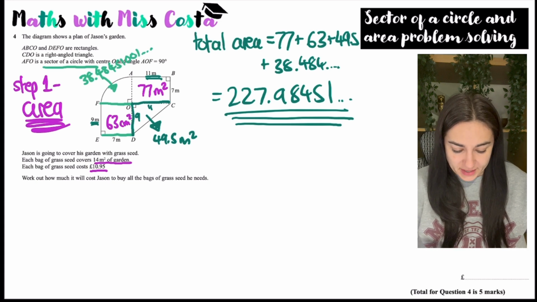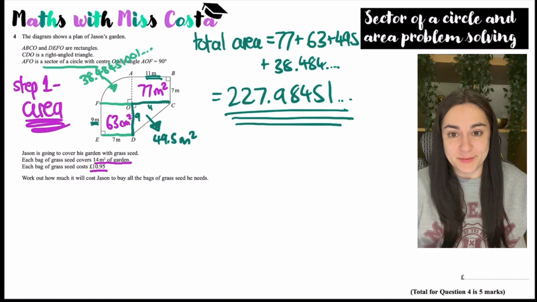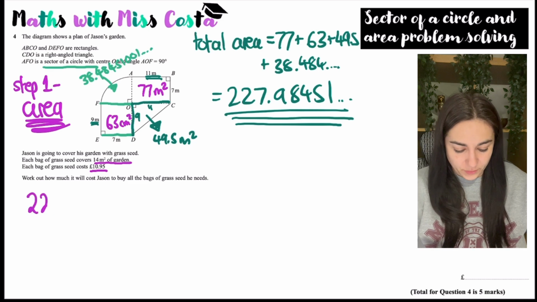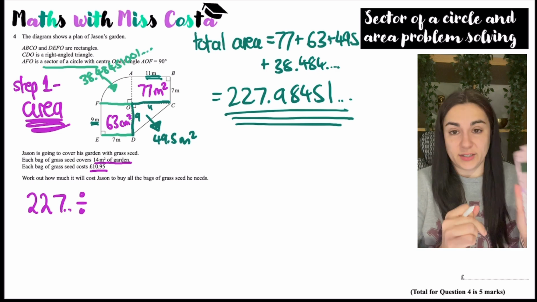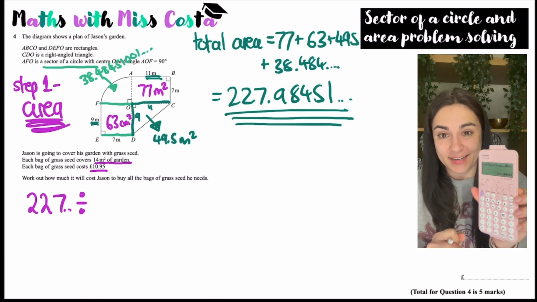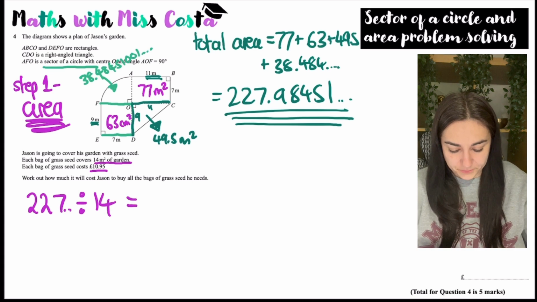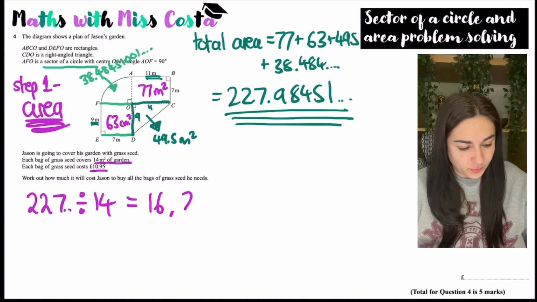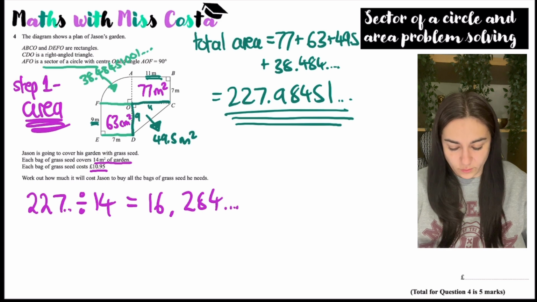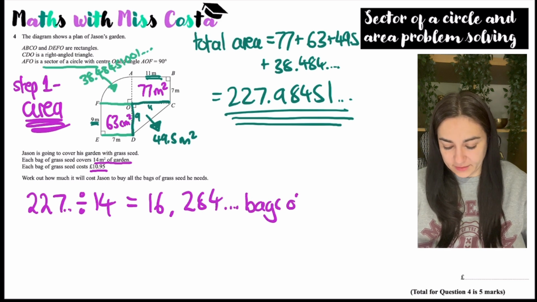Now I know each bag of grass seed covers 14 meters squared. So what I want to do is figure out how many, and I'm going to just divide it. So keep your answer on your calculator and then you can just divide. So I'm going to divide that by 14, which tells me I'm going to need 16.284 bags of grass seed.